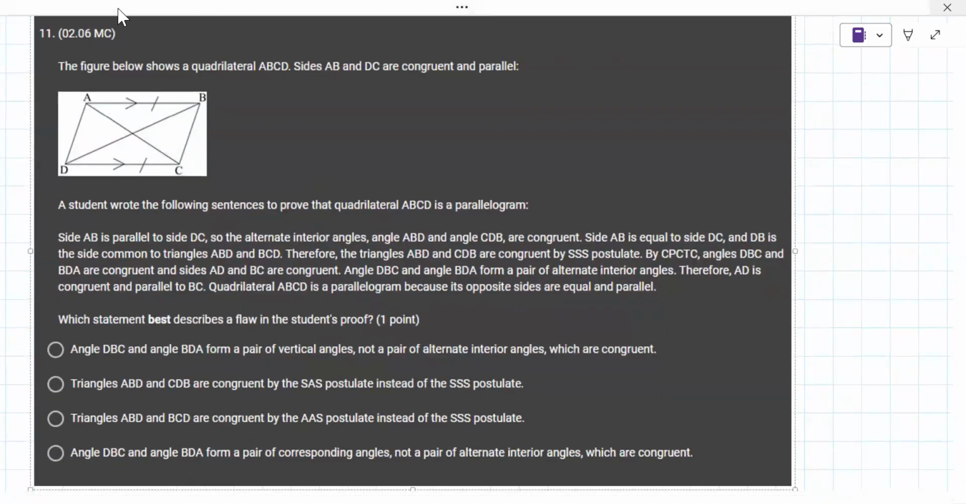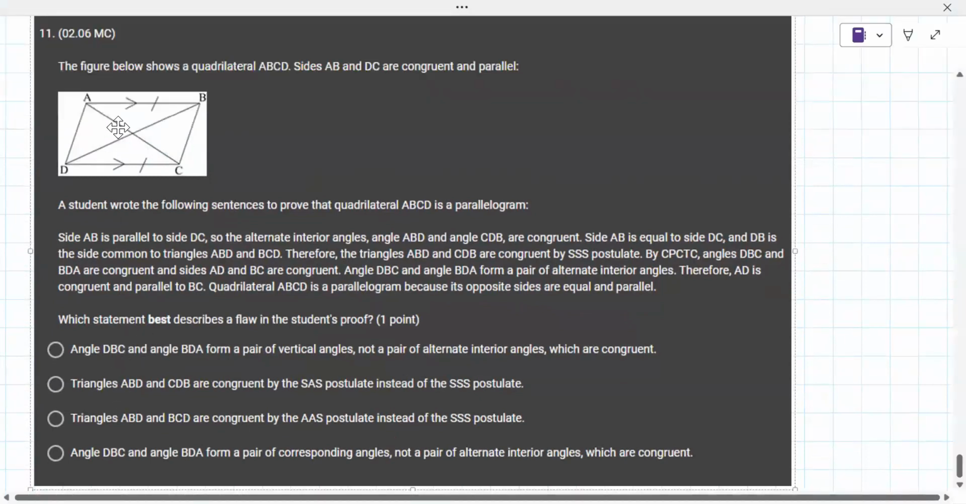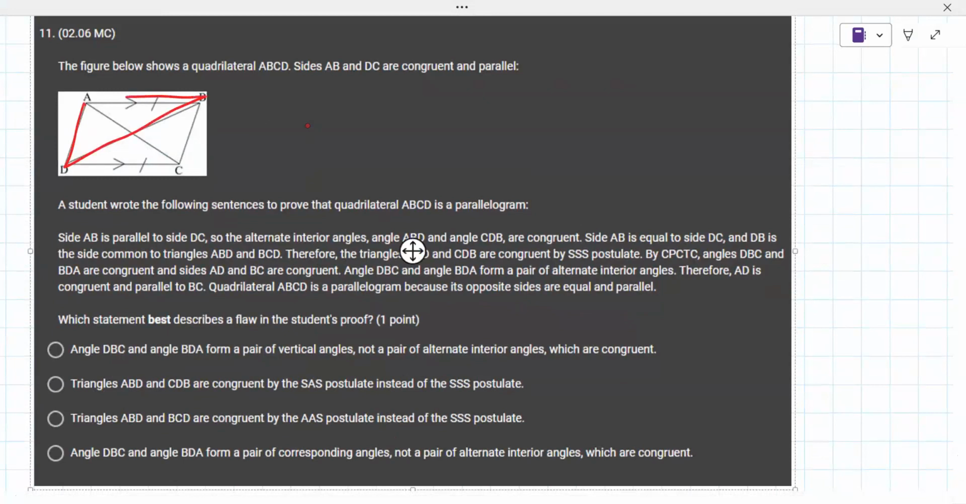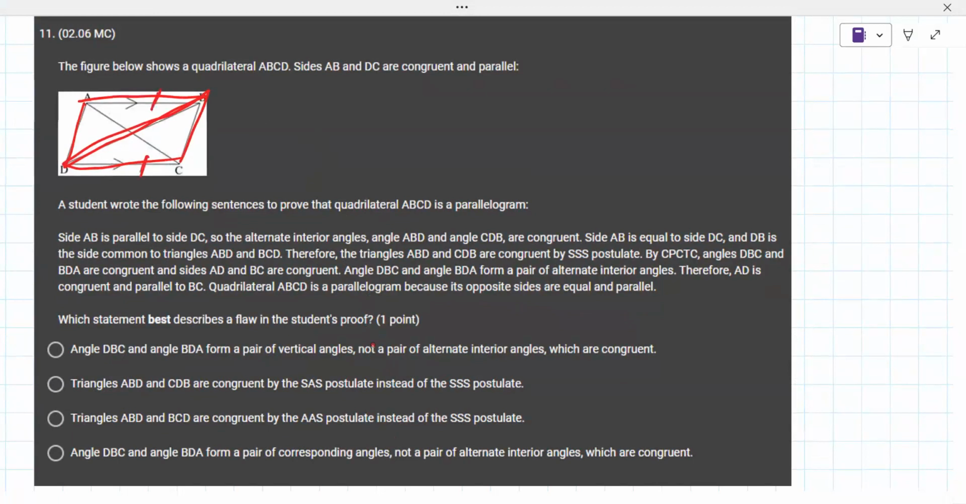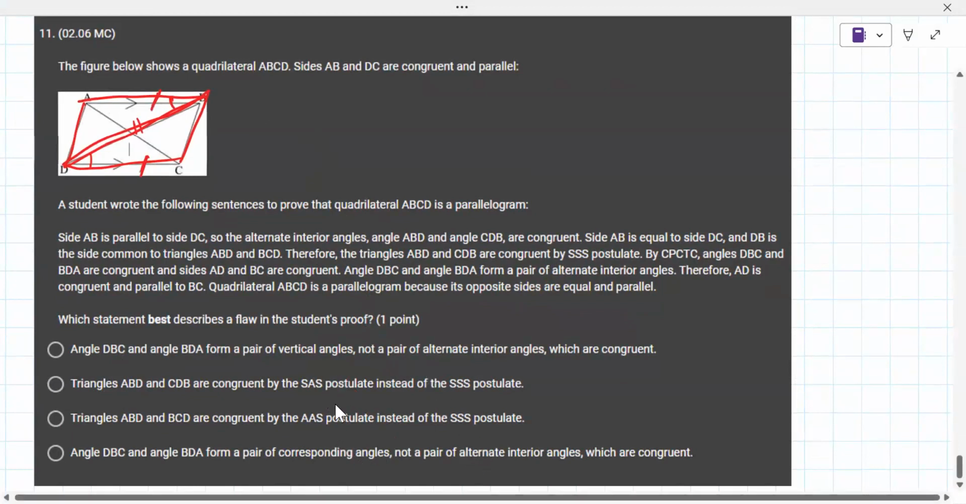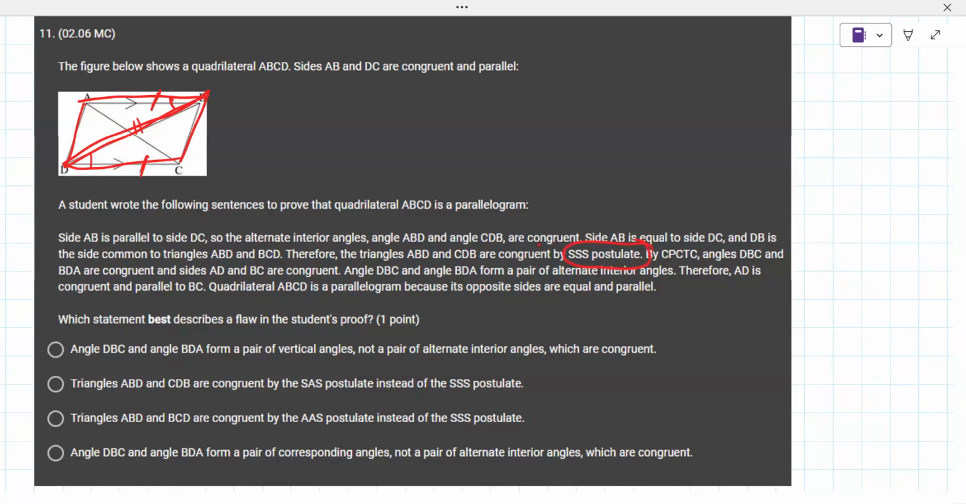Let's go to the next one here. Triangles ABD, so that's this one up here, and CDB, this one down here, congruent by SAS postulate instead of the SSS postulate. So they do share a side, they do have an angle, and they do share a side. So they're actually congruent by the SAS postulate. Let's see what it says in the proof here. Does it say SSS somewhere? It does right there. Okay, so I believe it's this one right here.